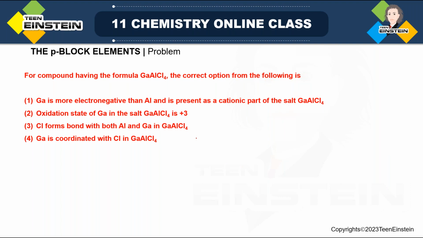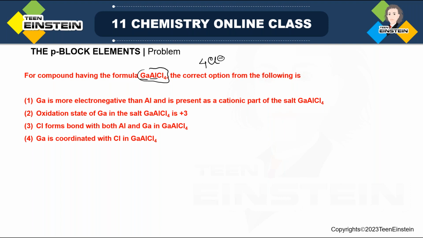Now this question is interesting. For the compound having the formula GaAlCl4, look at the molecule. Both gallium and aluminium are from group 13, and we have 4 Cl. So 4 Cl means chloride ion, total 4 present. We have to find the correct option.